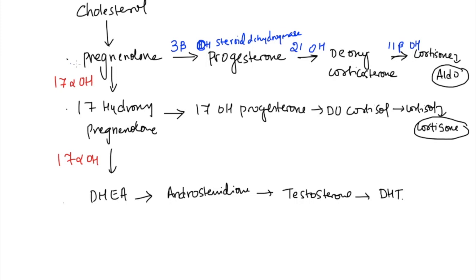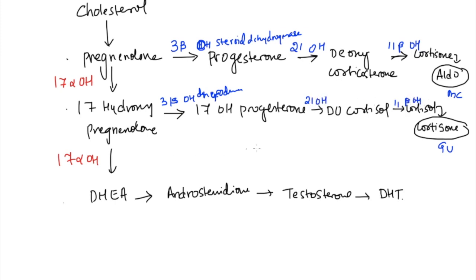So here is the mineralocorticoid activity. This is the mineralocorticoid, this is the glucocorticoid pathway. These are very similar, so I'm going to put in the same enzymes. This is 3, 21, 11. Beta hydroxy steroid dehydrogenase. Yeah, it looks a little shabby, but it's the same enzyme. So here also 21 hydroxylase and 11 beta hydroxylase.